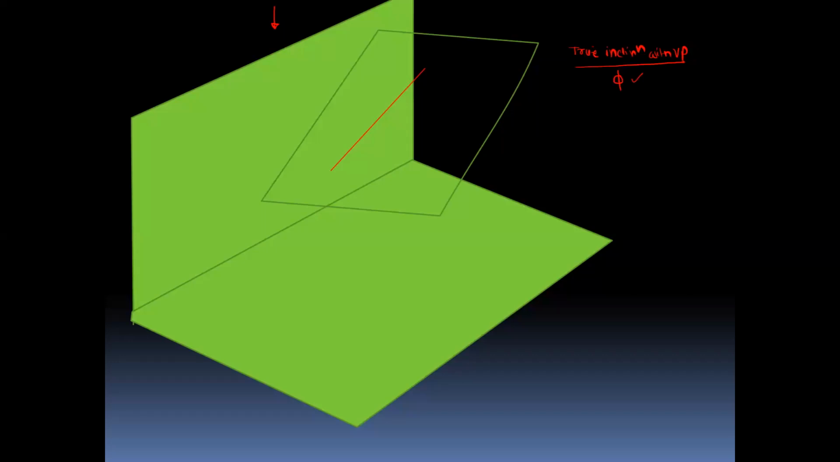How can we observe this true inclination? For that, consider this imaginary plane which is exactly passing through the line AB. Now if you observe in the direction perpendicular to this imaginary plane, you can see here the arrow represented for the direction of observation.